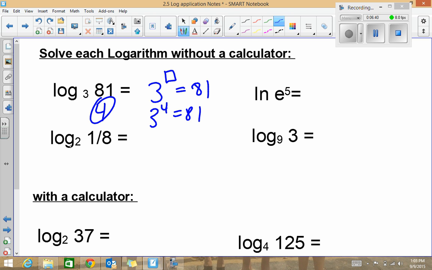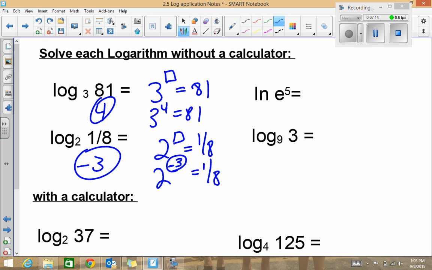Let's go down below here. So log base 2 of 1/8 equals what? Again, we want to think of this as 2 to what power equals 1/8. To make 2 a fraction, you're going to have a negative exponent, right? If you take 2 to the 3rd power, it equals 8. So 2 to the negative 3 power will give you 1/8. So the answer to this equation right here is negative 3.